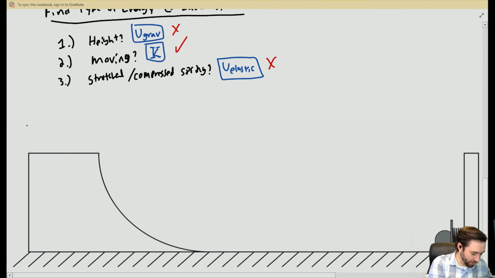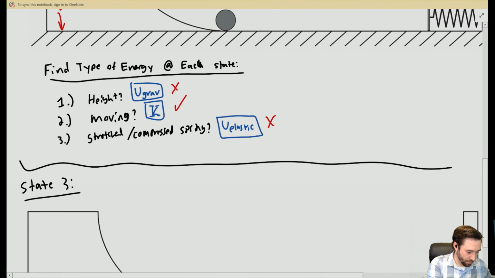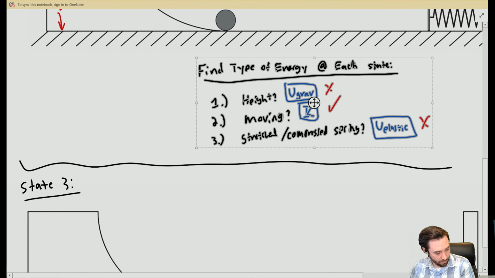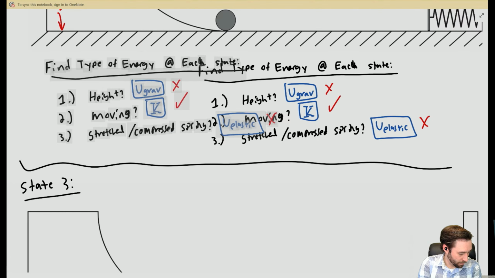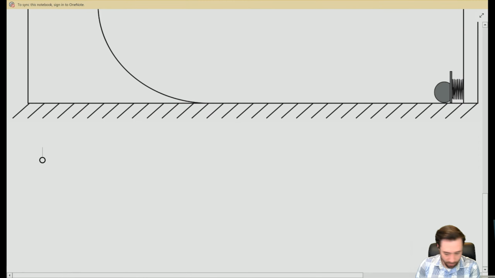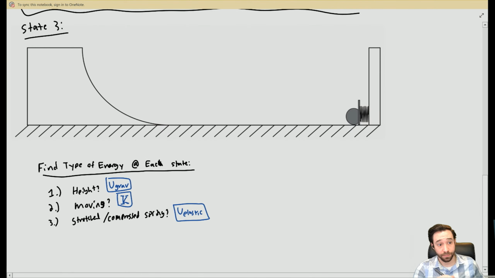So this is state 3. Hit cut instead of copy. Paste. So at this point, at state 3, we ask the same 3 questions. Is there a height? No.